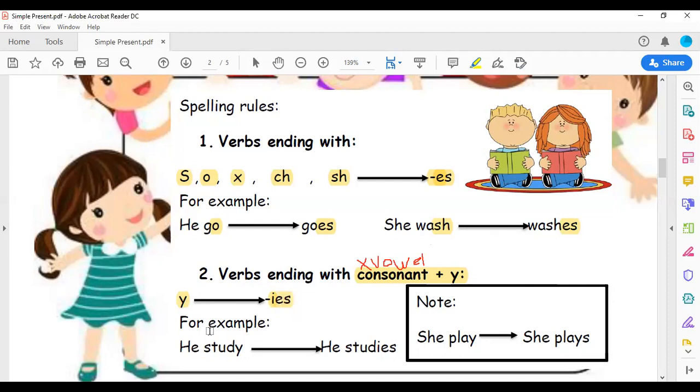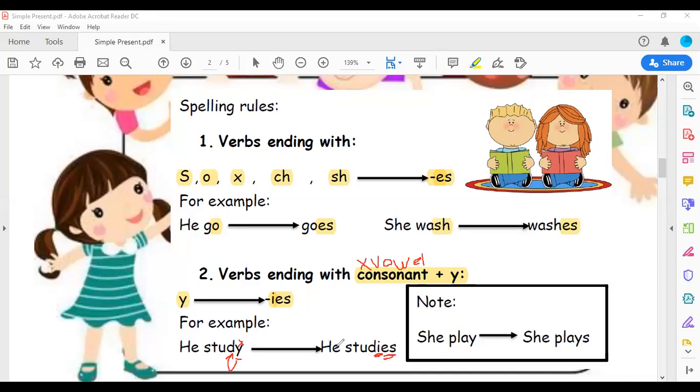Okay? For example, he study. Look at study. Okay. I have Y here. I look before it. Do I have a vowel? No, I don't have a vowel. So I cross the Y and I put I. And then I add es because he is singular. Okay.